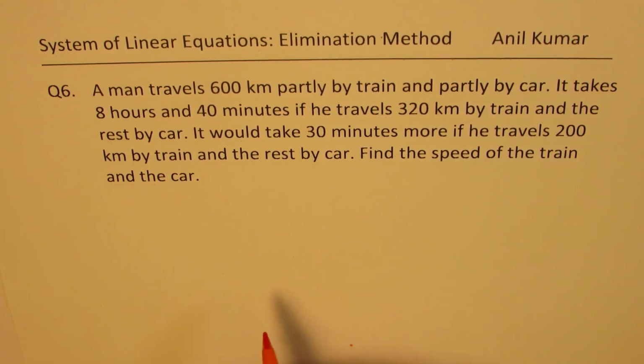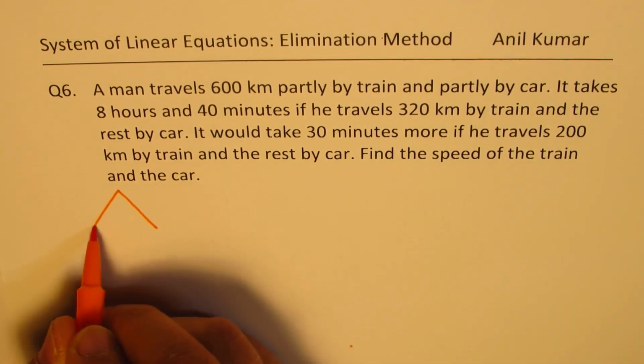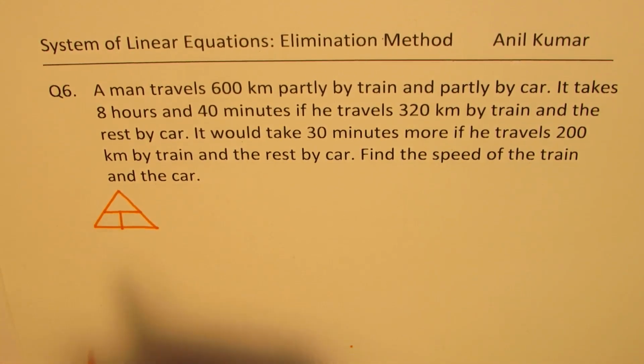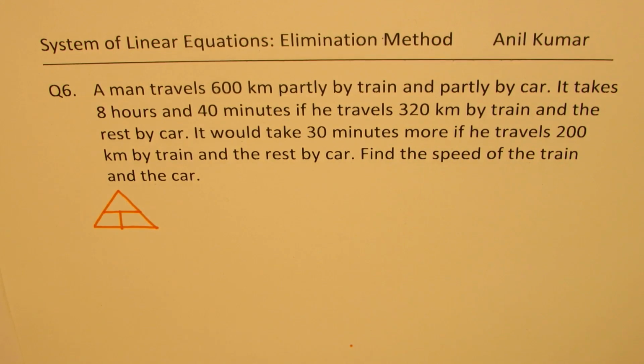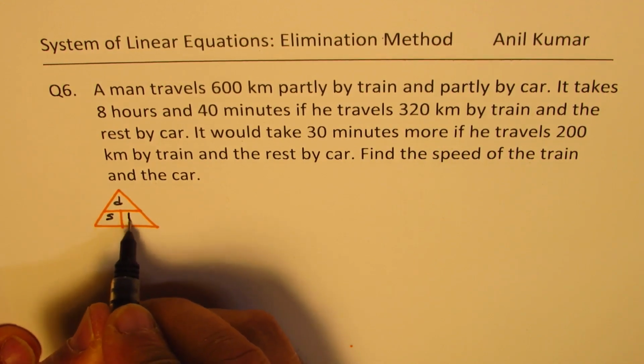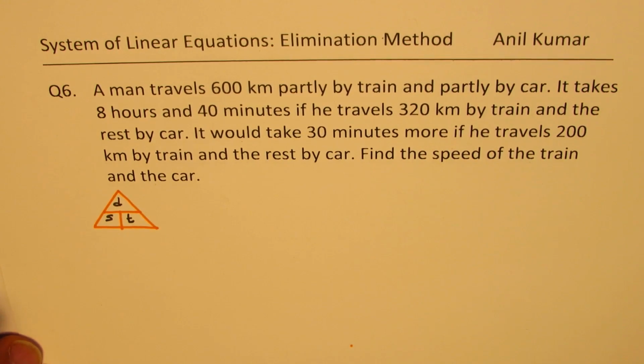Okay, a few things which you need to remember is how to relate distance, speed, and time. So that triangle which I am making here relates distance, speed, and time. Distance, let's say d, is equal to speed into time, right? Or time is distance over speed.